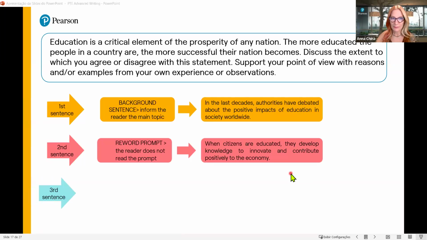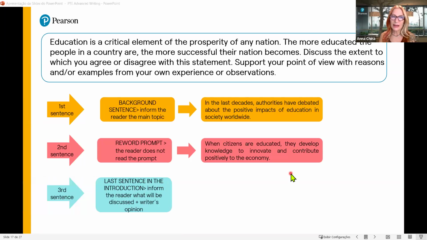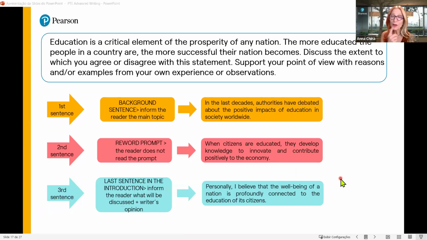Okay. And the third sentence is the last sentence in the introduction, also known as the thesis statement. It will inform the reader what will be discussed and the writer's opinion. Remember that this is important when it comes to PTE writing. Personally, I believe that the well-being of a nation is profoundly connected to the education of its citizens.